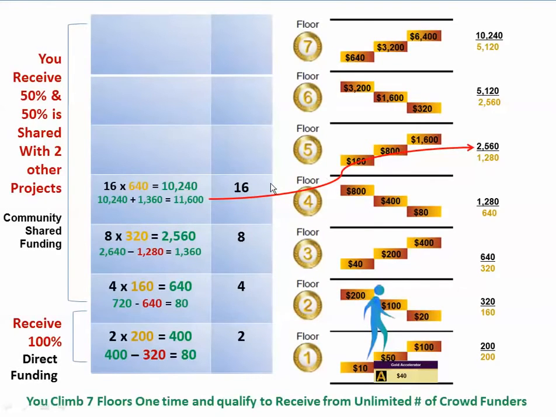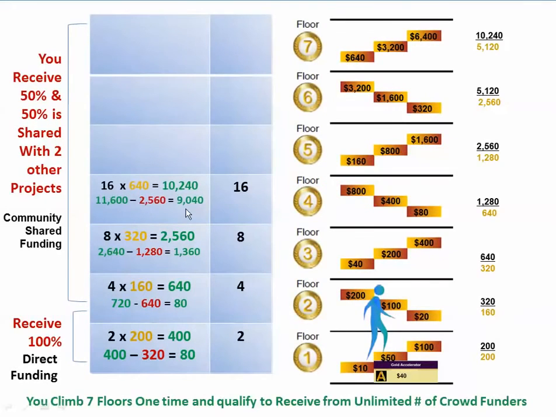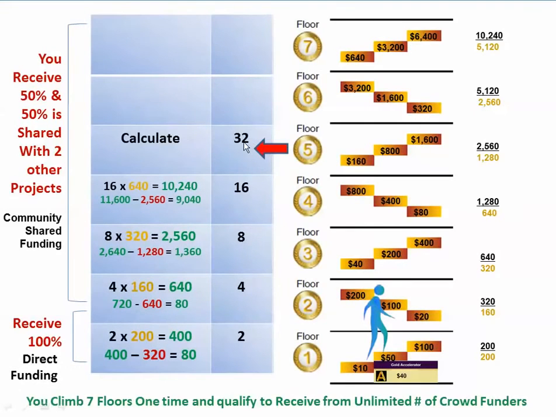Now if you step up again to the 5th floor and continue with this process, now you're taking only really a small part of the $11,600, as you can see, to pay the $2,560 on the 5th floor. That will leave you $9,040 towards your project after you fund it. But you're funded on the 5th floor, and now you're qualified to receive from these potential 32 project managers. Now when they step up on their 5th floor, these 32 project managers, notice that you're receiving $1,280 from them.